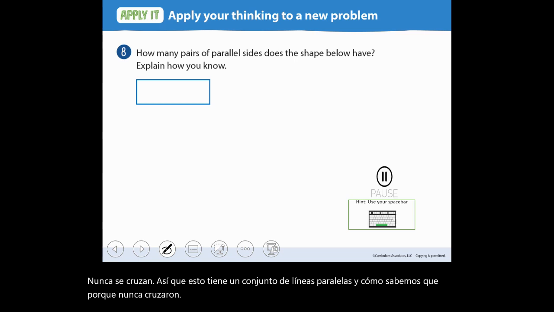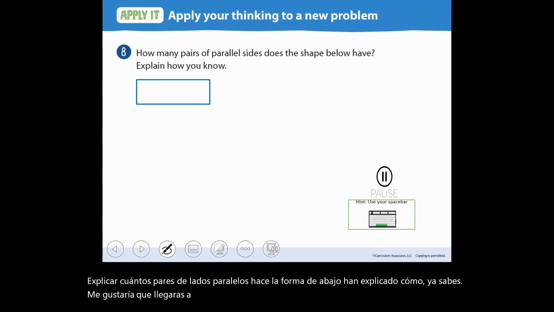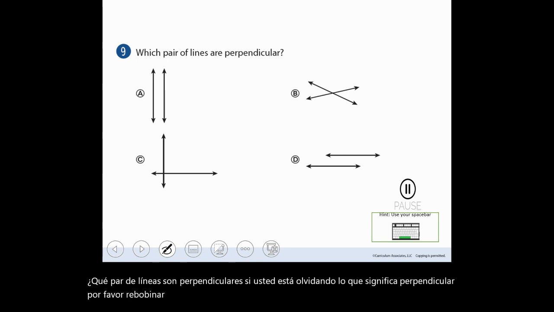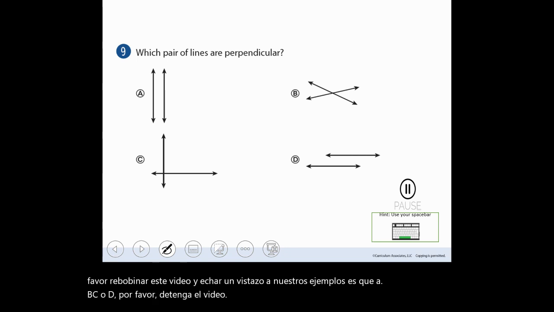How many pairs of parallel sides does the shape below have? Explain how you know. I'd like you to hit your space bar and write this down. This rectangle, how many pairs of parallel lines does this rectangle have? All right, now that you've finished number 8, let's go to number 9. Which pair of lines are perpendicular? If you are forgetting what perpendicular means, please rewind this video and take a look at our examples. Is it A, B, C, or D? Please pause the video and write down your answer.